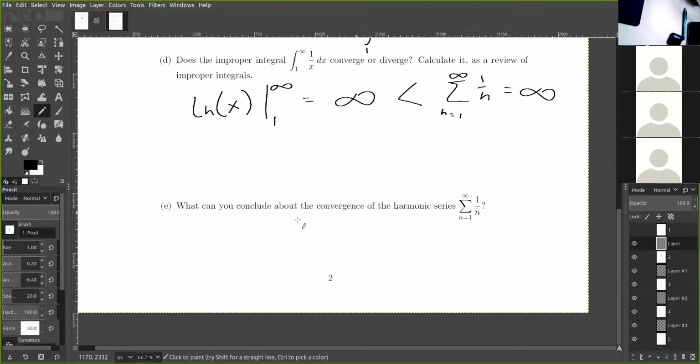Oh, there was the conclusion. Sorry, I didn't see that part of the problem. Exactly. So we can conclude that the sum of 1 over n will diverge.